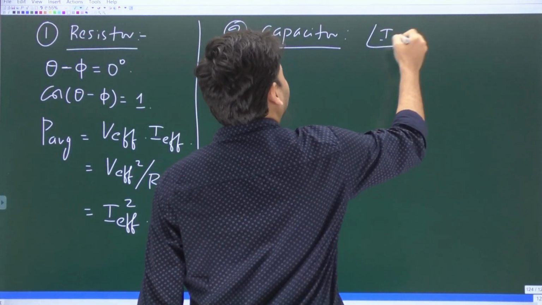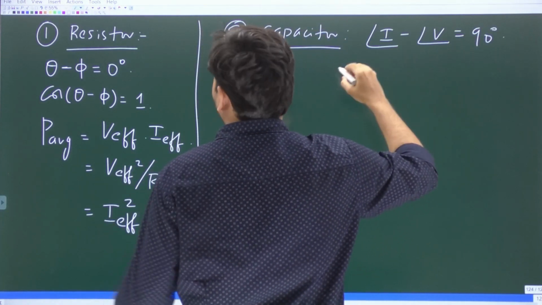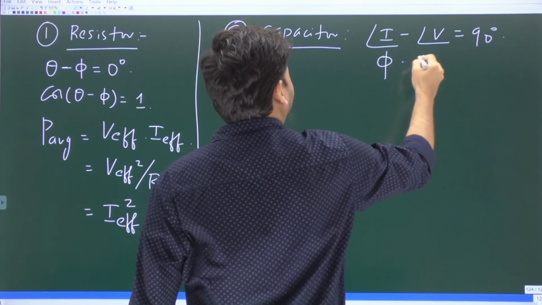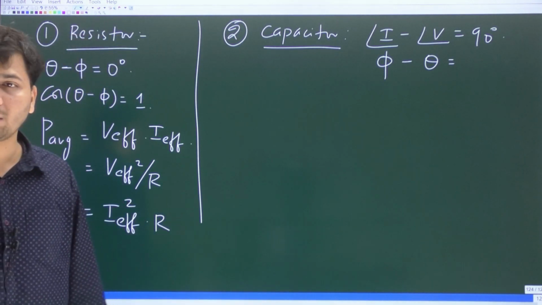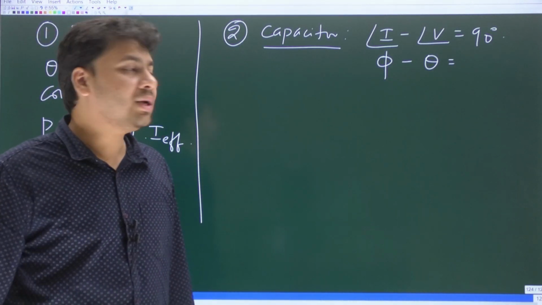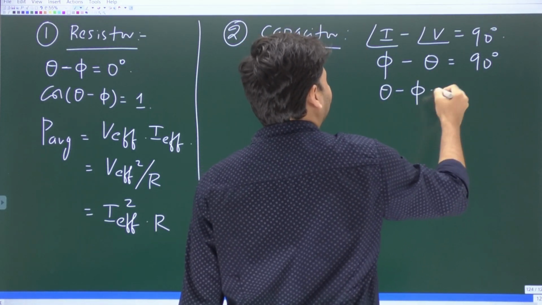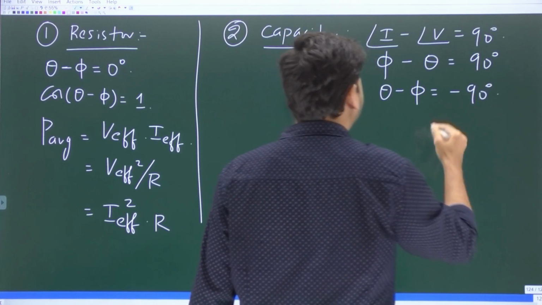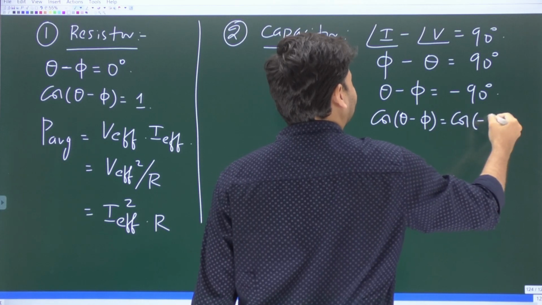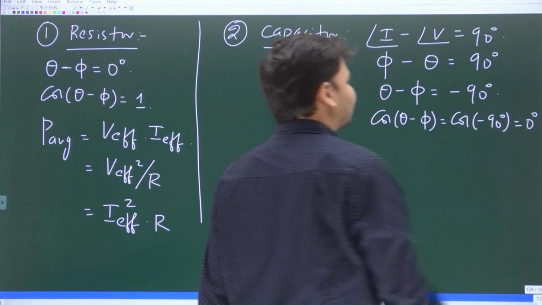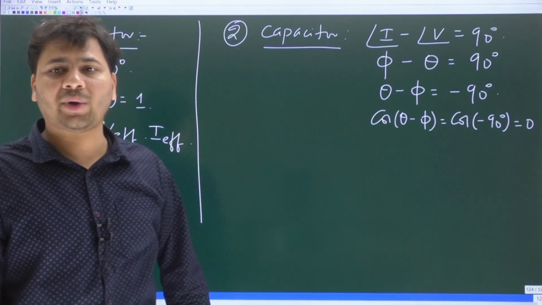So angle of I minus angle of V is what? 90 degrees. The phase angle of current is denoted by phi, and the phase angle of voltage, in our convention, is denoted by theta. So phi minus theta is 90 degrees. So theta minus phi is minus 90 degrees. So what is cos of theta minus phi? It is cos of minus 90 degrees. Cos plus 90 or cos minus 90, both are 0.